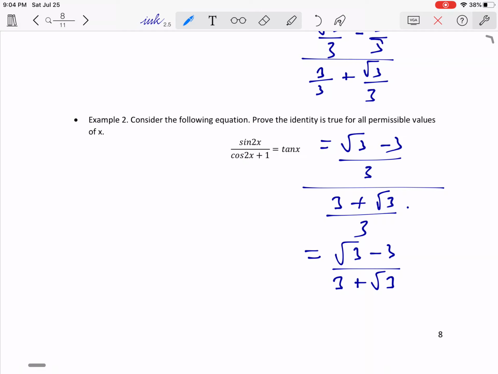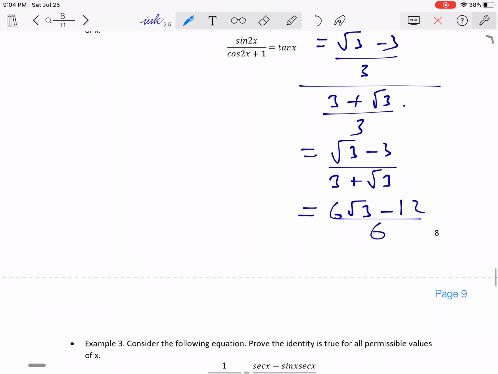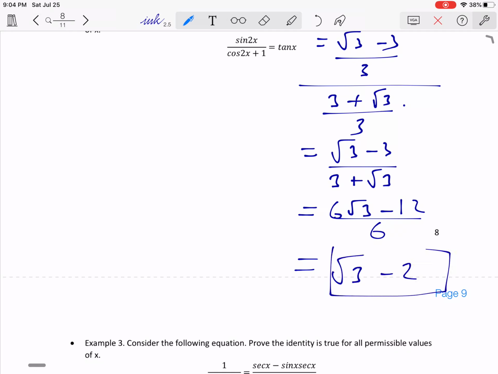Now don't leave it like that. What you want to do is rationalize the denominator, and you can do that by multiplying by the conjugate. So multiply the top and the bottom by the conjugate, which is 3 minus root 3. And after you multiply by the conjugate and rationalize the denominator, you're going to get 6 root 3 minus 12 over 6. And so your final answer here is going to be root 3 minus 2. Okay, so again, there's your exact solution.